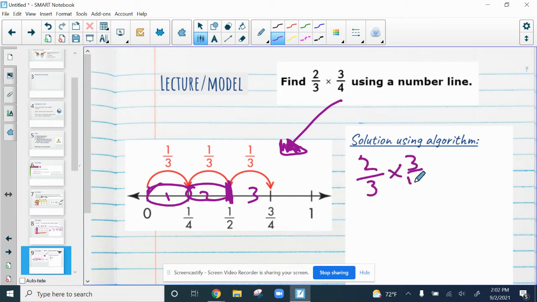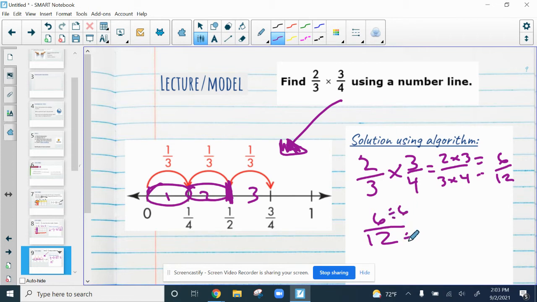2/3 times 3/4. Tops, 2 times 3 is going to be 6. Bottoms, 3 times 4 is going to be 12. And then, as we said, our last step is always going to be to simplify. I'm looking at 6 and 12, and I know that I can divide these both by 6. You could start with 2 if you didn't know the 6, but always try to find a number that you can divide them both by. Sometimes you won't be able to simplify, and that's okay. But in this case, we can. 6 divided by 6 is 1. 12 divided by 6 is 2. So 6/12 is the same as 1/2.